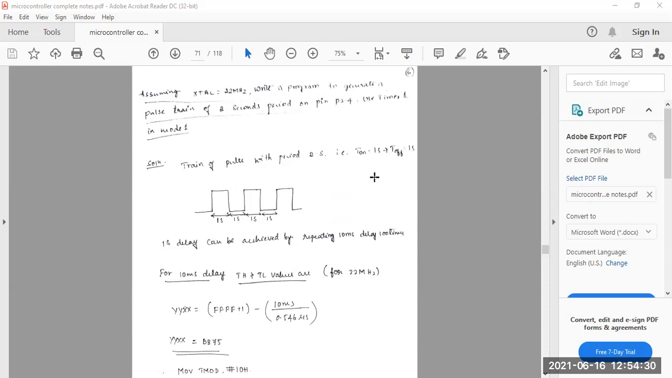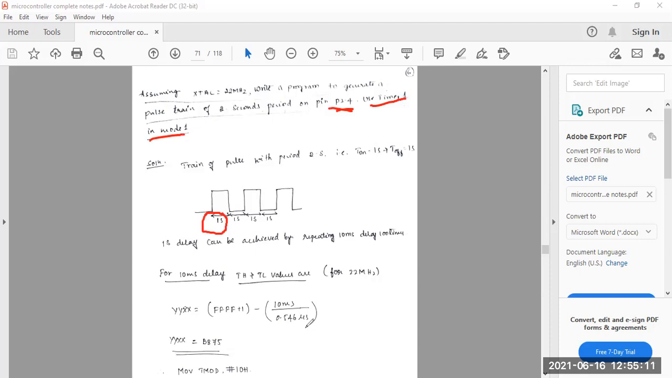With the same type of program, we are generating a square wave on pin number 2.4. Use timer 1 with mode 1. They are asking for a 1 second delay, but a 1 second delay is not possible, because the maximum delay is only about 0.54 microsecond for one cycle.